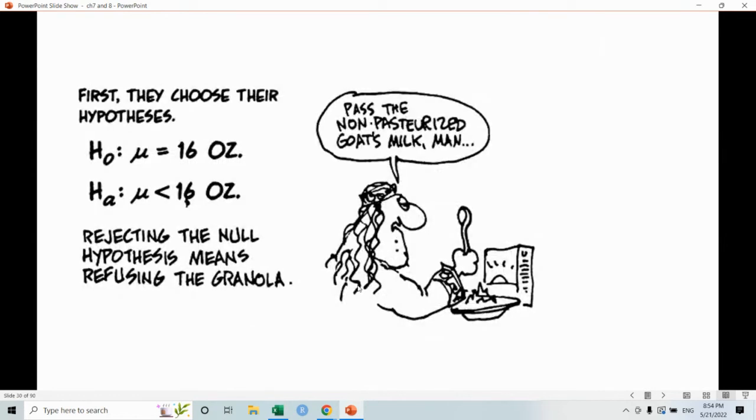So first they choose their hypothesis. One pound is 16 ounces. So the null hypothesis is that the mean is equal to 16 ounces, and the alternative is that the mean does not equal 16 ounces. In that case, if it doesn't, they're going to send back the box of cereal, and these people are not going to make any money. So rejecting the null hypothesis means refusing the granola shipment.